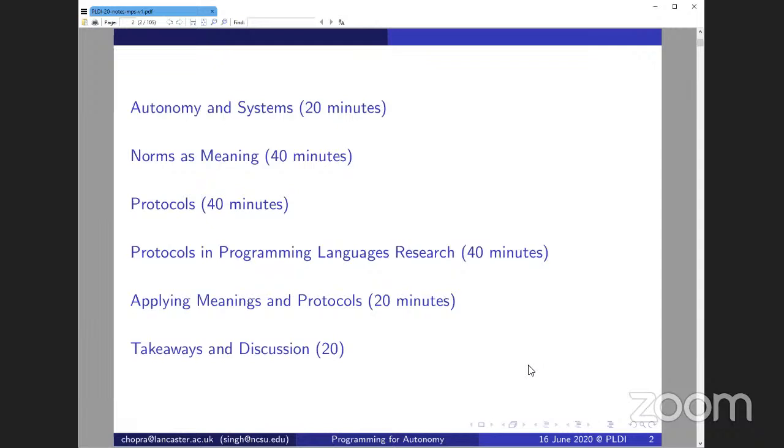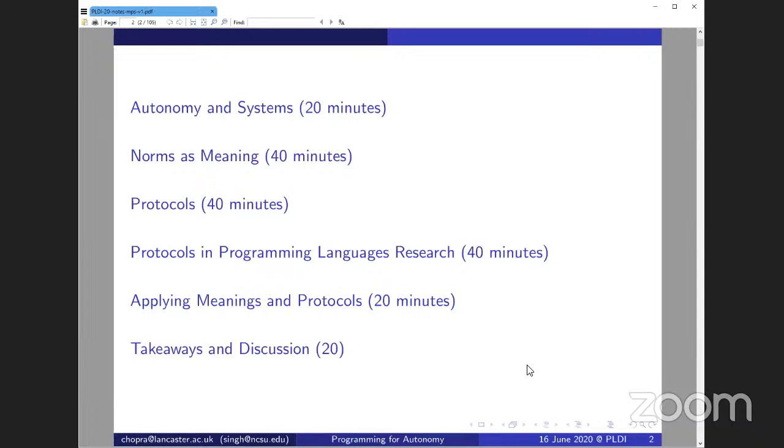So we'll talk about autonomy and systems as a high-level motivation. We'll talk about some constructs of how autonomy can be expressed, and we call them norms. They reflect societal sorts of indications. We'll talk about protocols, where we get into how to computationally realize, in the spirit of distributed computing, interactions that support autonomy. We'll talk about how protocols are realized in programming languages research, and offer a critique of what we need for autonomy as a basis for evaluating traditional approaches.